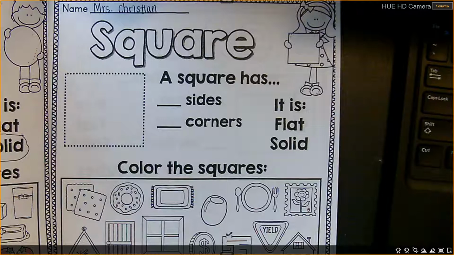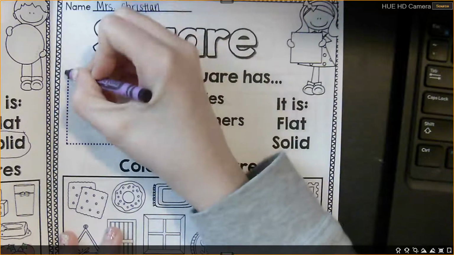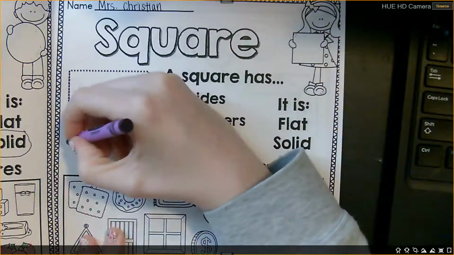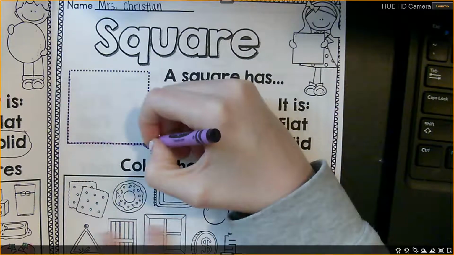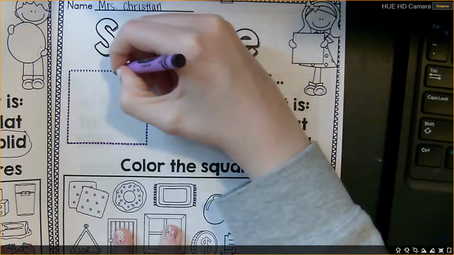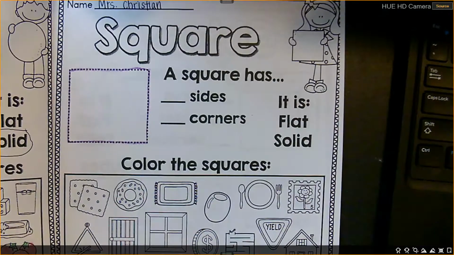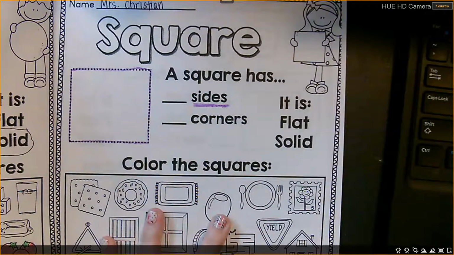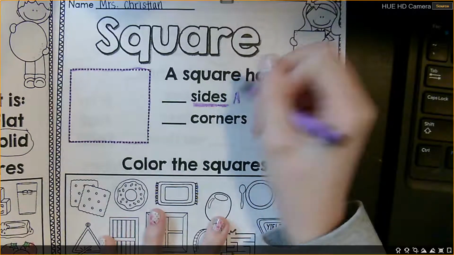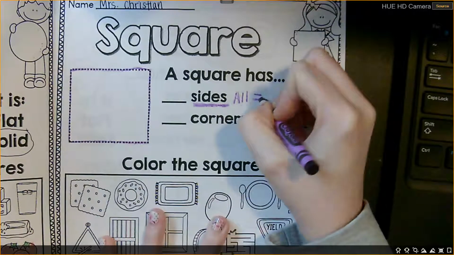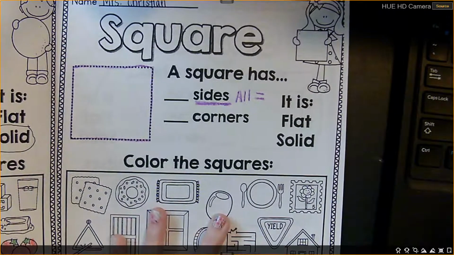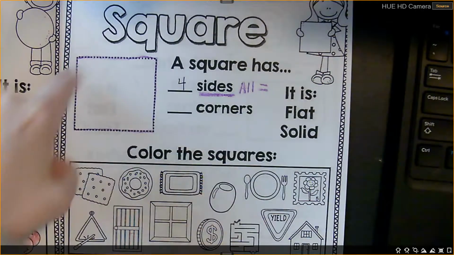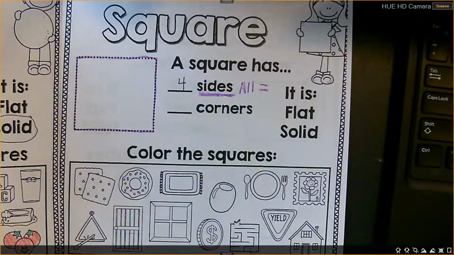And so today I'm going to use my purple crayon, and I'm going to count the sides as I trace them. One, two, three, four. A square has four sides, and they are all equal. So I'm going to put a 4 here. Sides are straight lines, and a square has four of them, and they are all equal.